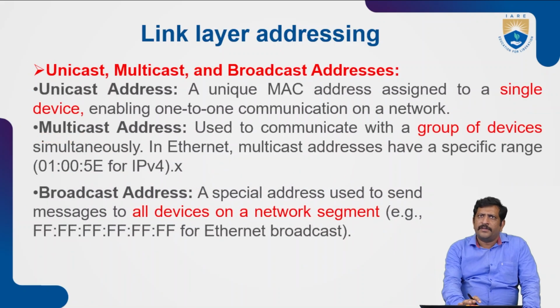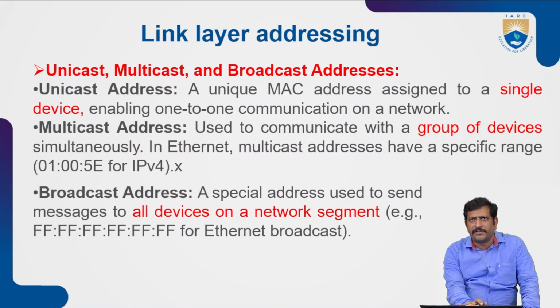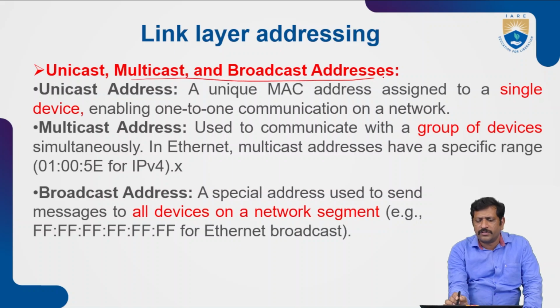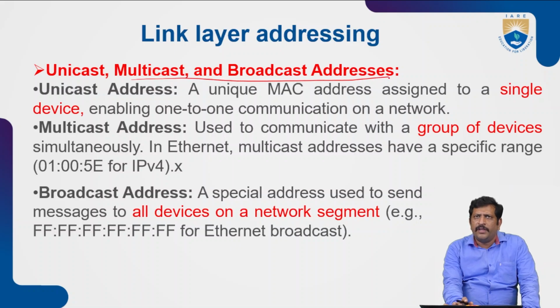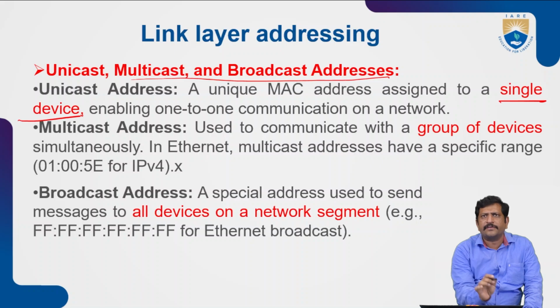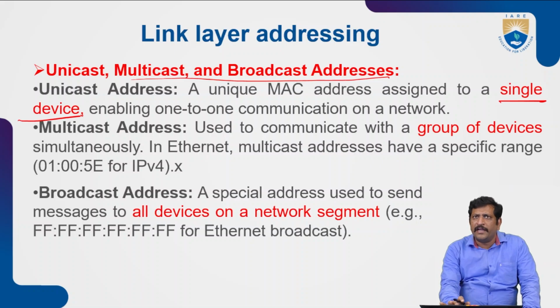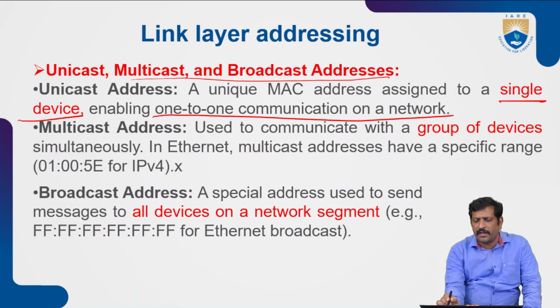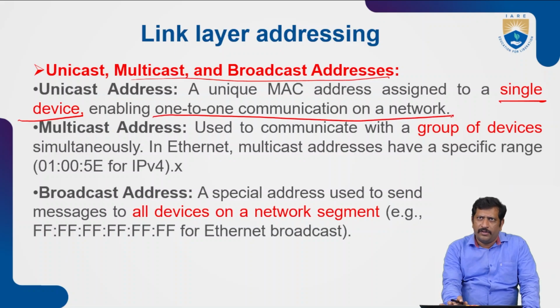The types of link layer addressing are unicast addressing, multicast addressing, and broadcast addressing. These are the three types of addressing we can use. A unicast address is utilized for a single device. It is assigned to a single device, for one-to-one communication on the network.